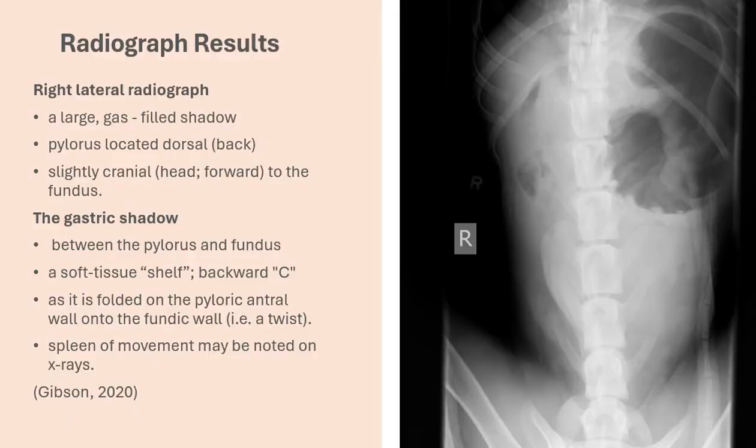The right lateral radiograph will show a large gas-filled shadow with the pylorus located back and slightly forward to the fundus. The gastric shadow between the pylorus and the fundus is a soft tissue shelf or backward C, as it is now twisted. Also, movement of the spleen may be noted.